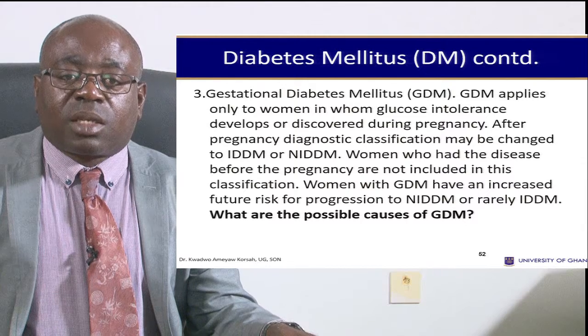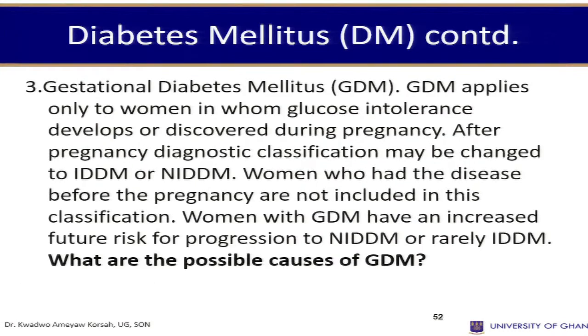The other type is the gestational type, which is common in people who become pregnant. So GDM, which is gestational diabetes, applies only to women in whom glucose intolerance develops or is discovered during pregnancy. After pregnancy, the diagnostic classification may be changed to either IDDM or NIDDM. Women who had the disease before the pregnancy are not included in this category. Women with GDM have an increased future risk for progression to NIDDM or even IDDM. And what are the possible causes?